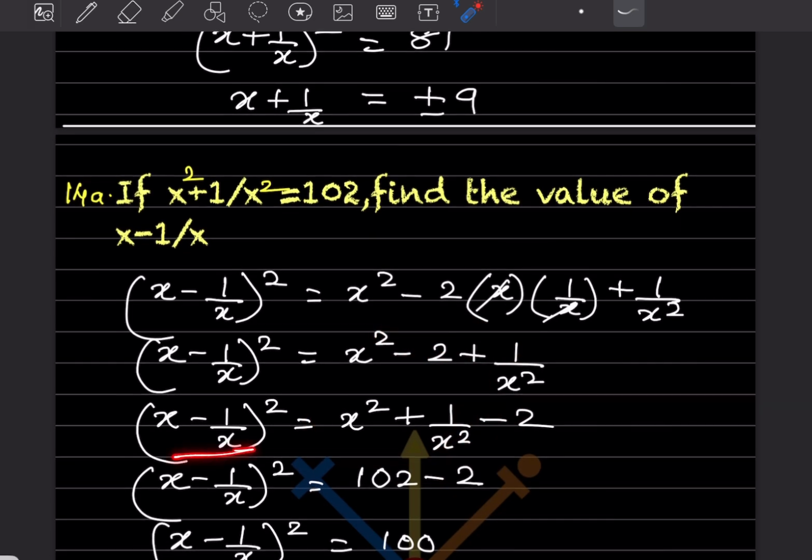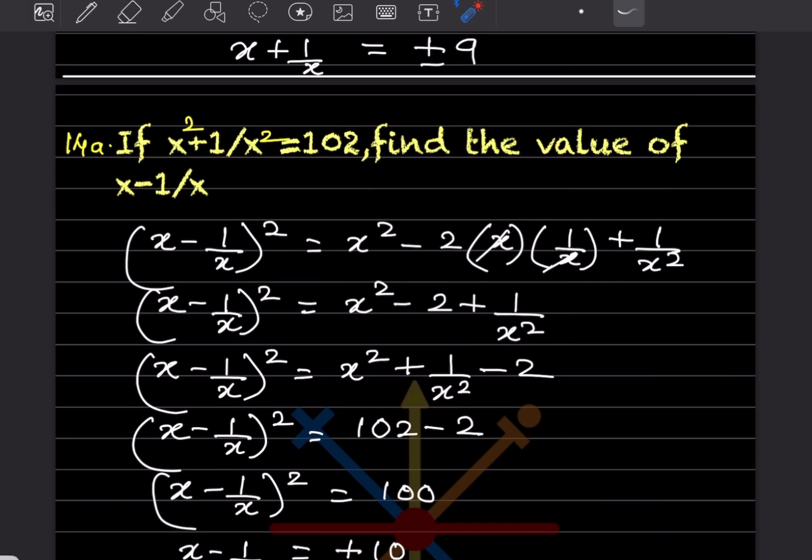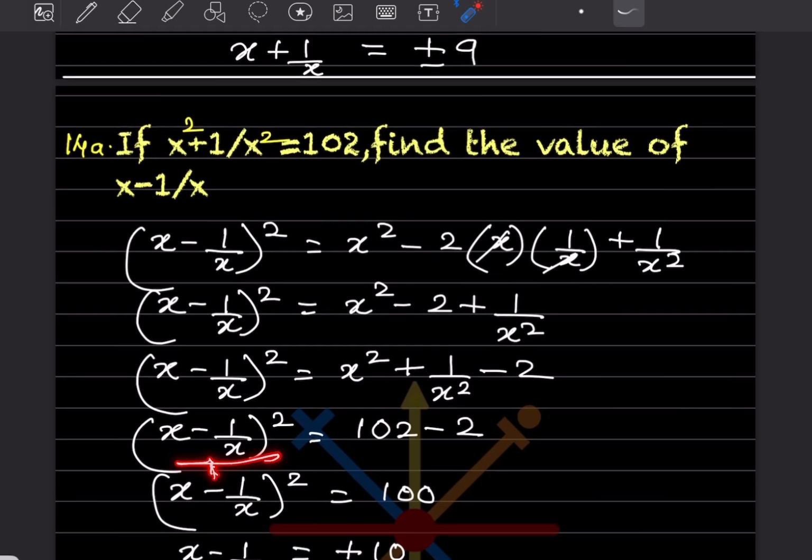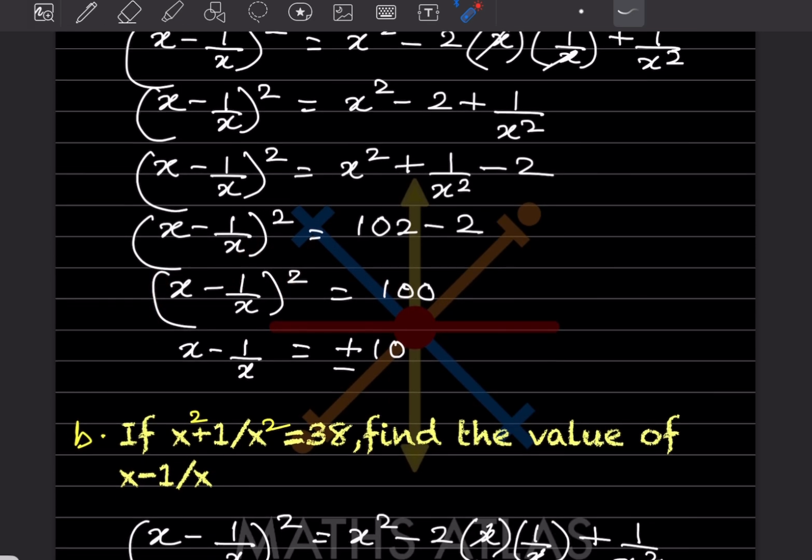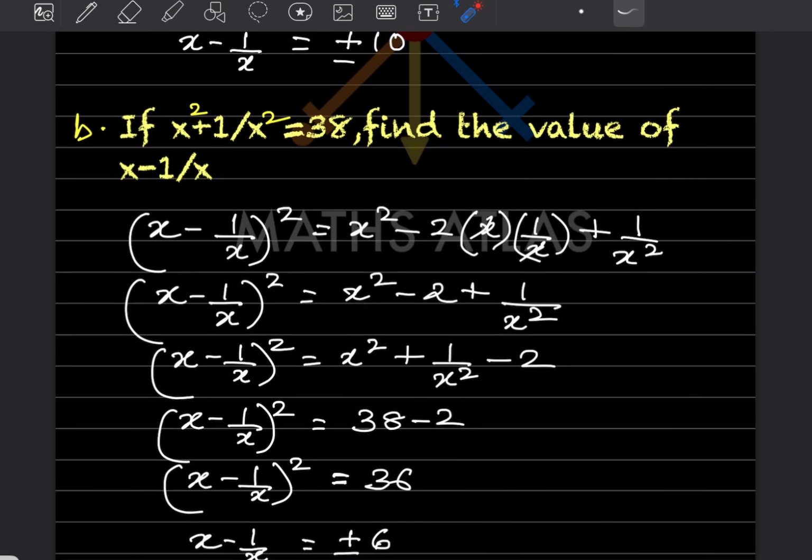So x minus 1 by x whole bracket square is going to be 102 minus 2. So x minus 1 by x whole bracket square is going to be 100. When you square both the sides, it should be plus or minus 10 because this is a perfect square. Now we'll see the b part of it.